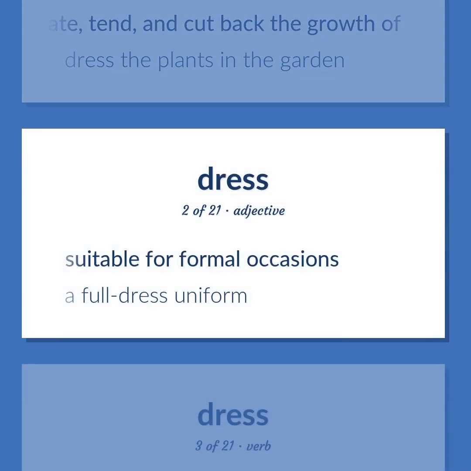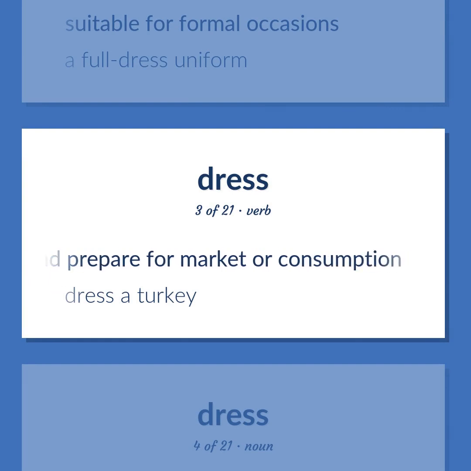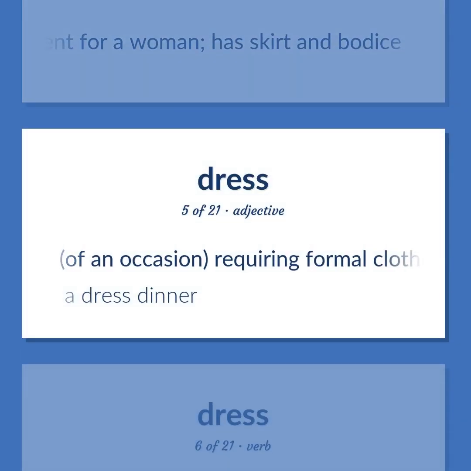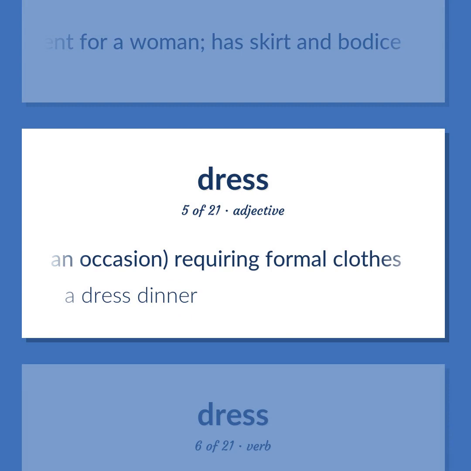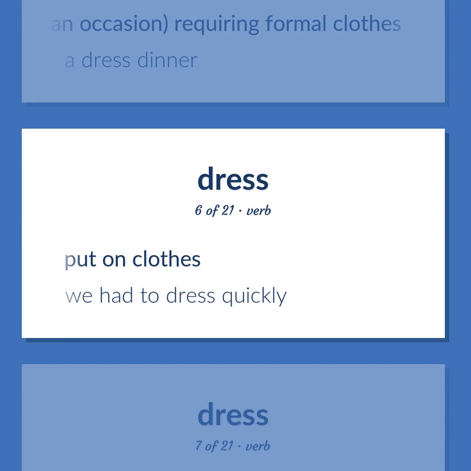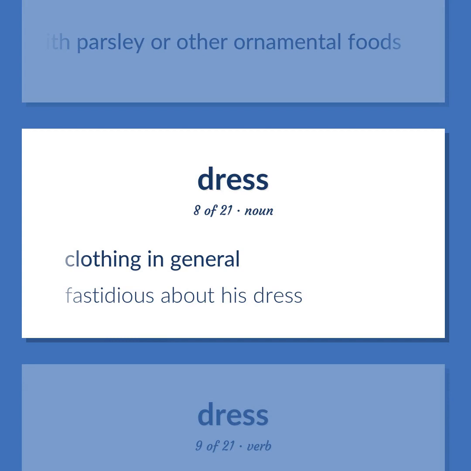Suitable for formal occasions. A full dress uniform. Kill and prepare for market or consumption. Dress a turkey. A one-piece garment for a woman, has skirt and bodice. Of an occasion, requiring formal clothes. A dress dinner. Put on clothes. We had to dress quickly. Decorate food, as with parsley or other ornamental foods. Clothing in general.